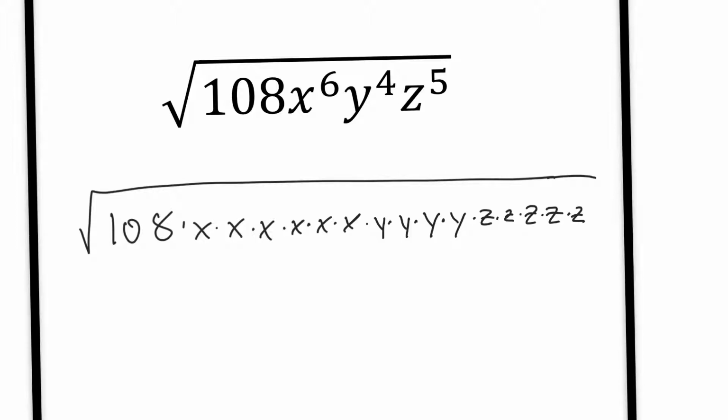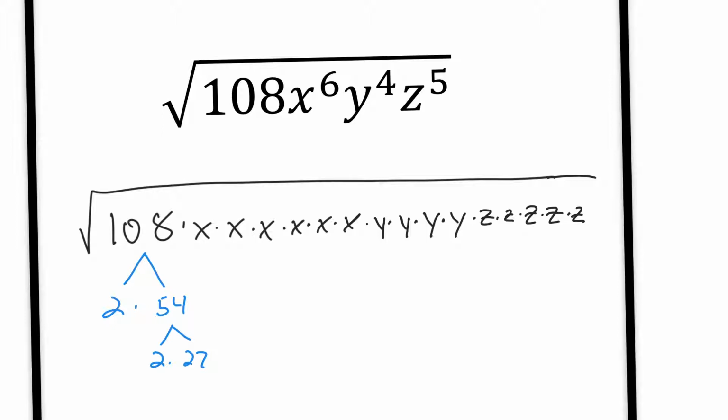Now I'm going to break down the number. So it's even, 108. So I know that 2 times some number equals 108, and that's going to be 54. 54 is also even. So I know that 2 times a number, which is 27.